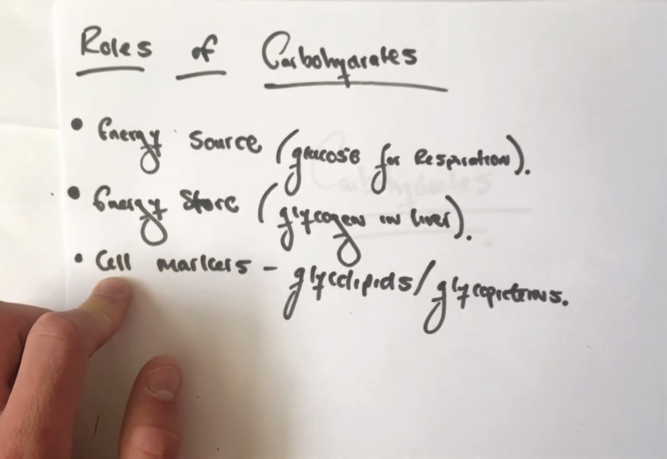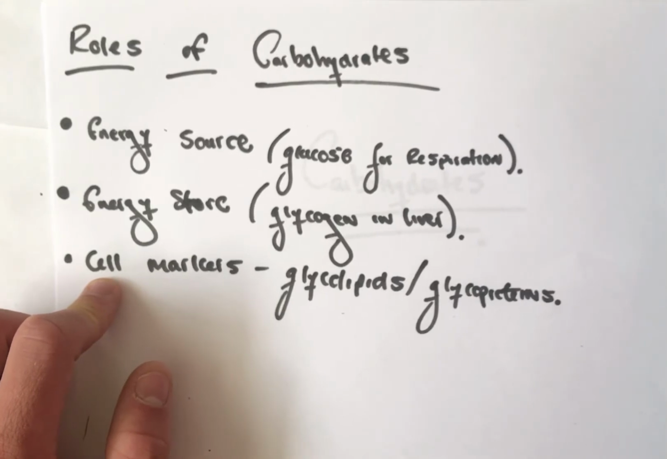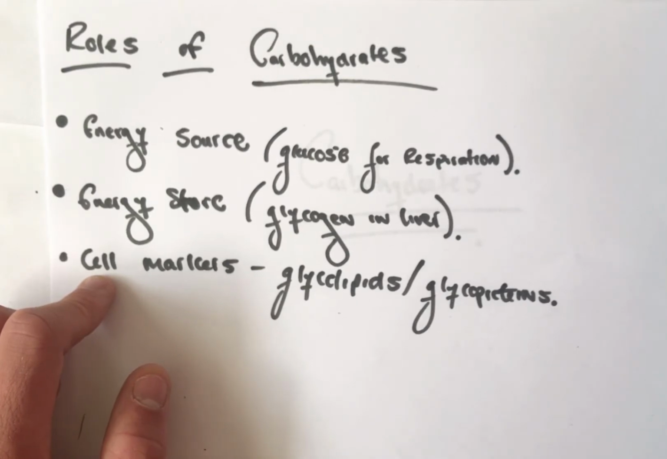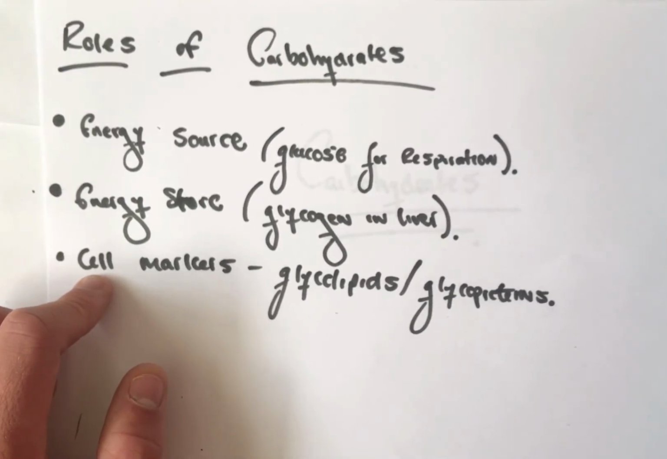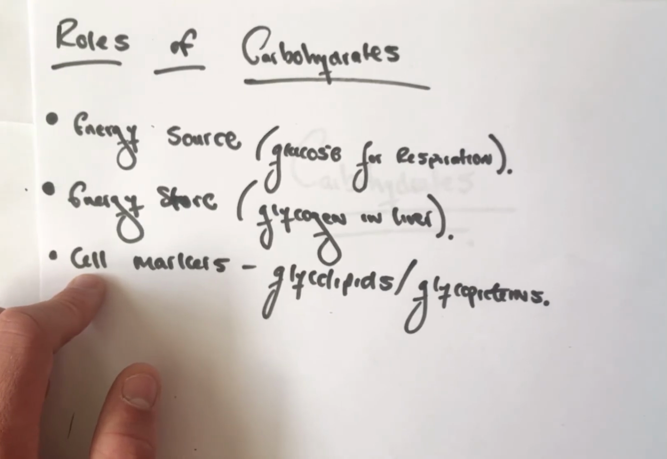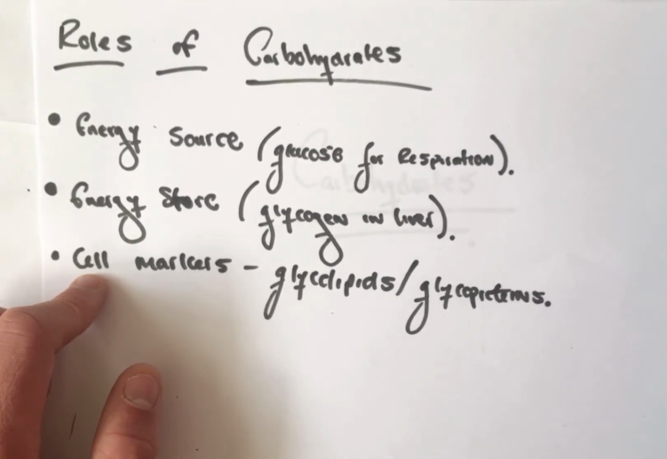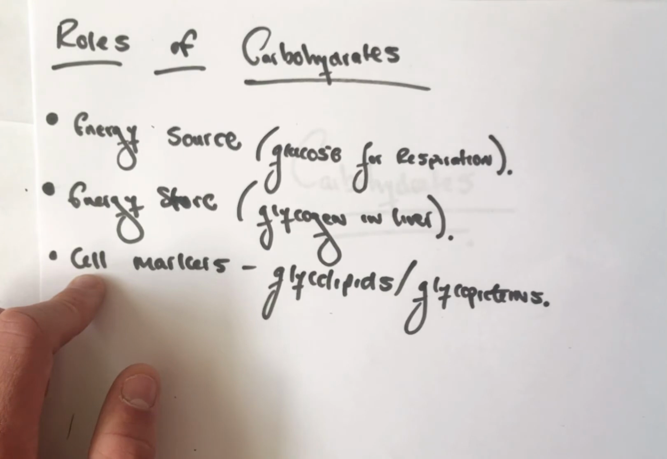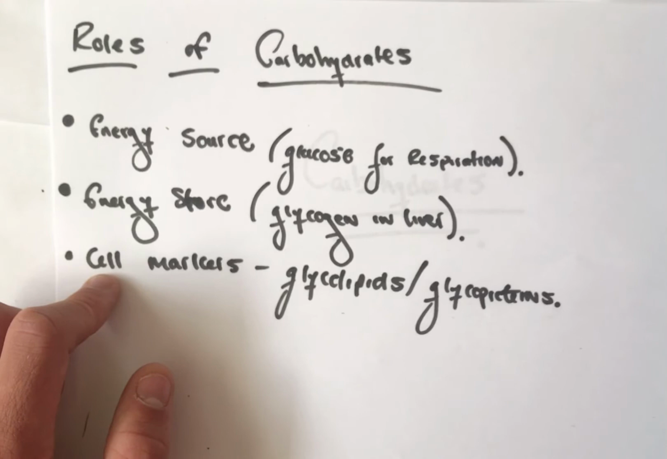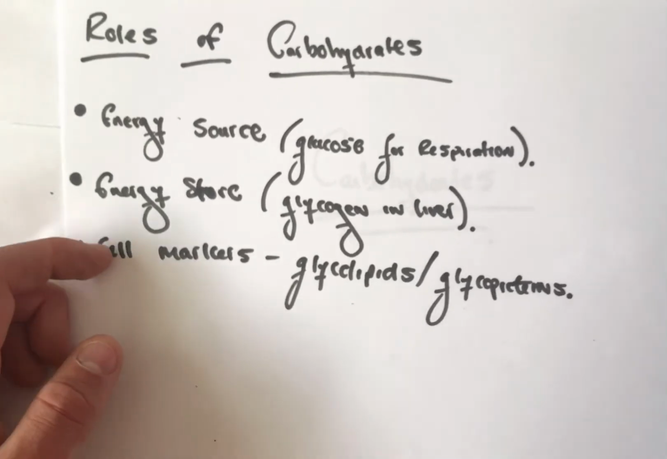And finally, they're used as cell markers and for cell identification through the glycocalyx and glycoproteins, where carbohydrates are joined to lipids to form glycolipids and to proteins to form glycoproteins. These enable the cell to have cohesive and adhesive properties, and also to identify the cell.